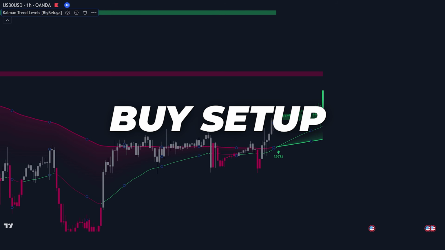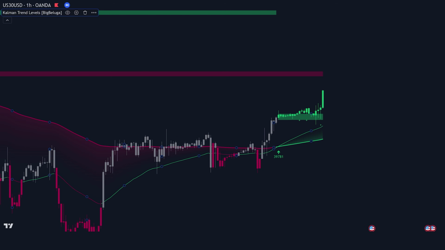Let's analyze this buy trade setup. First, observe the fast Kalman line, the thin green line, crossing above the slow Kalman line, the thicker green line. This crossover is a clear signal from the indicator that bullish momentum is starting to build. Next, look at how the candles shift to green, confirming the uptrend and aligning perfectly with the bullish crossover signal.